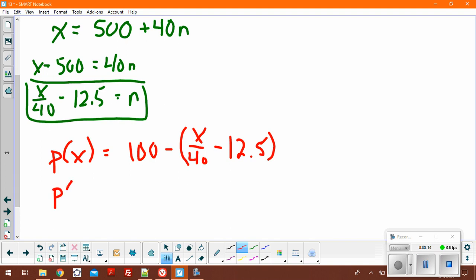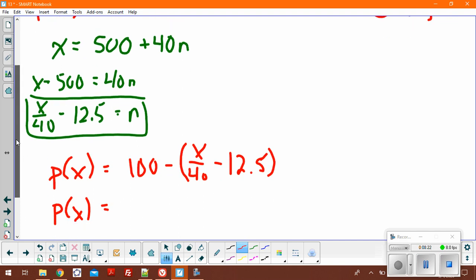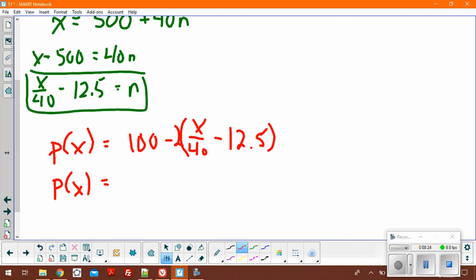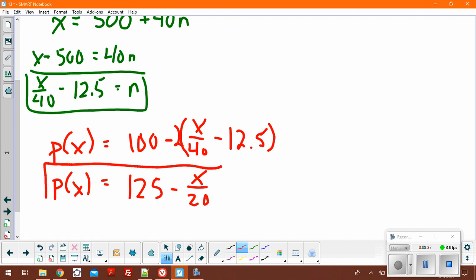And we'll just do some tidying up there. Wait, I feel like I missed something there. Yes, it's a 2 in front of that expression. So negative 2 times negative 12.5 is positive 25. So I'm going to have 125 minus x over 20. So there's my demand function in terms of the number of items I'm going to sell.